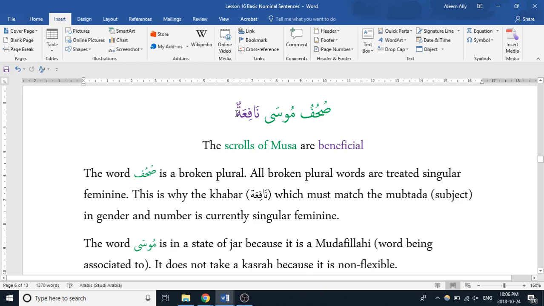And this is indefinite and it's singular. You might be wondering, why is this singular? It's because this word here, suhuf, is a broken plural. So this is going to be singular and it's going to be feminine because it's referring to a broken plural. And this is definite, this is indefinite, and they're both matching in state. This is rafa and this is rafa.